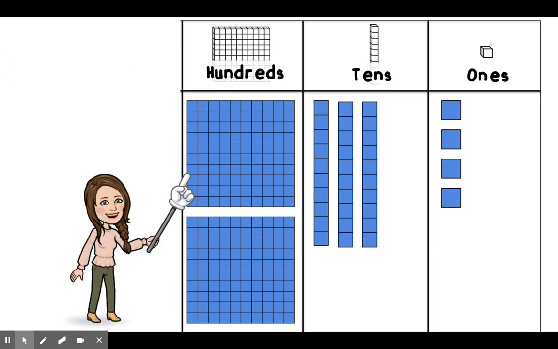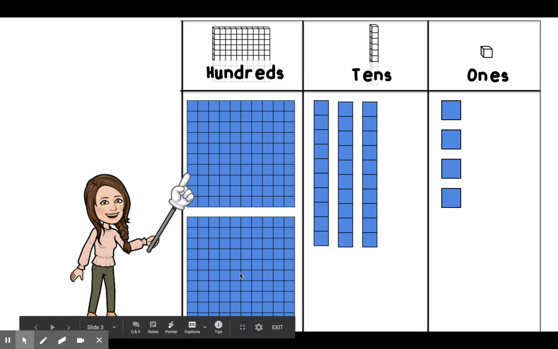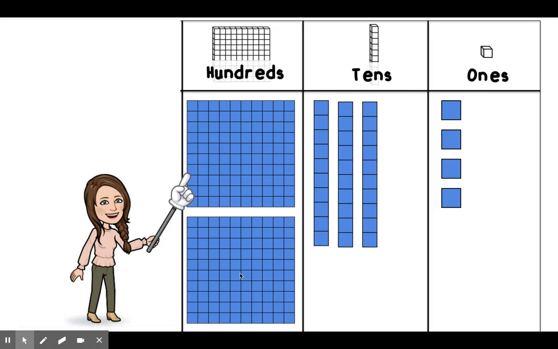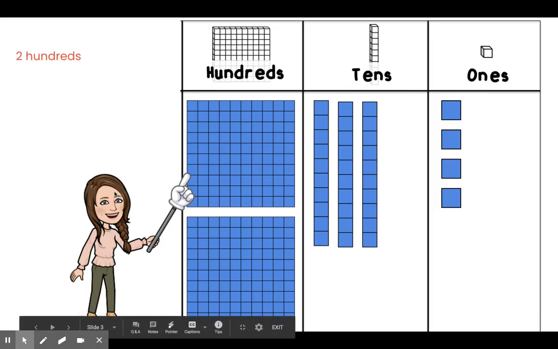Welcome back. Let's review what we've been working with. Here's our place value chart. It shows our ones, tens, and hundreds. I have a number already in here, represented by our place value blocks. How many hundreds do you see? 2. There are 2 hundreds.